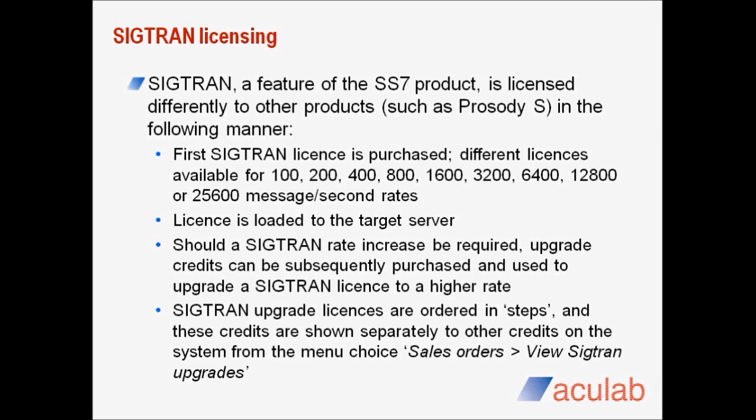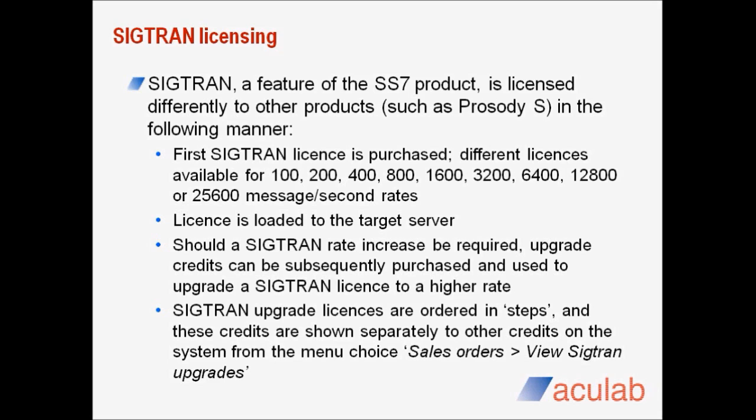How we license SIGTRAN is we have set message rates ranging from 100 messages per second up to 25,600 messages per second capability. When you want to purchase your SIGTRAN licenses, you decide which of these variants you require. Most of the customers tend to be in sort of central range, but we do have a few customers who wanted to push the boundaries and have used this product successfully up at 25,600 messages per second on one of their servers.